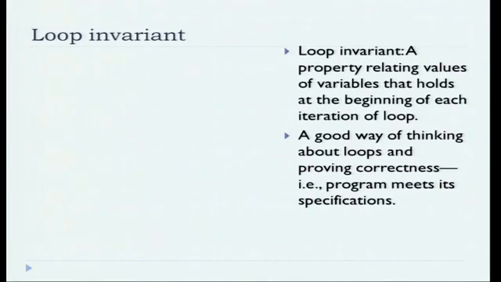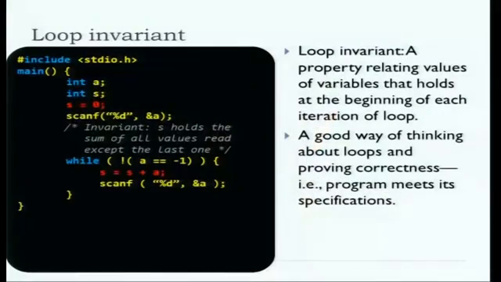So loop invariants are a good way of thinking about the correctness of the loops that you have written. So in our program, what will be the loop invariant? Let's look at the property that we are interested in. There are 2 variables in the program, s and a, and both of those variables are involved in the loop. Okay. But the interesting property that we have relates to s.